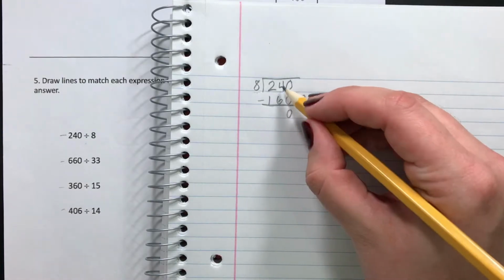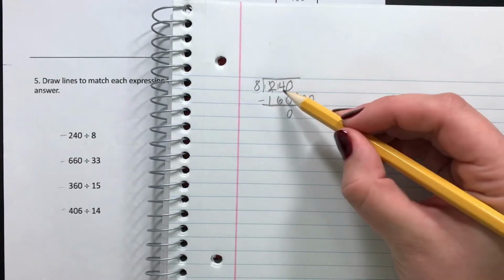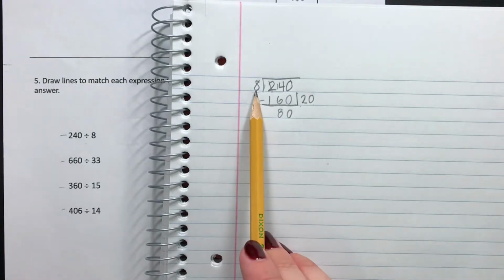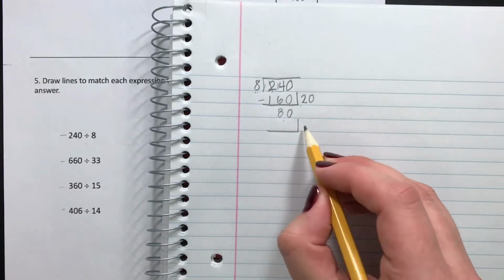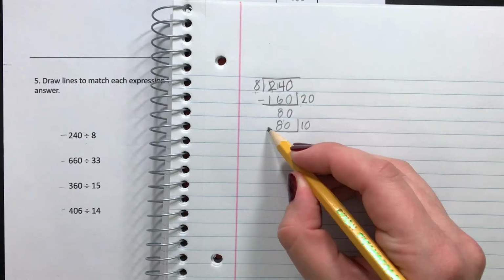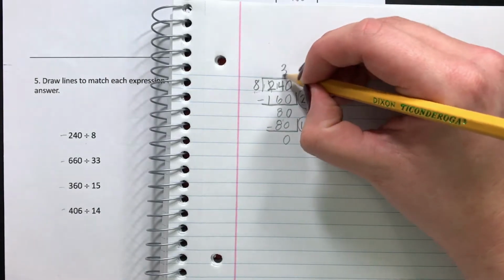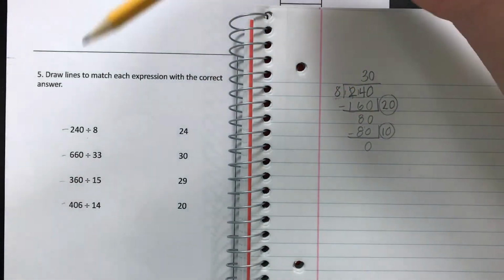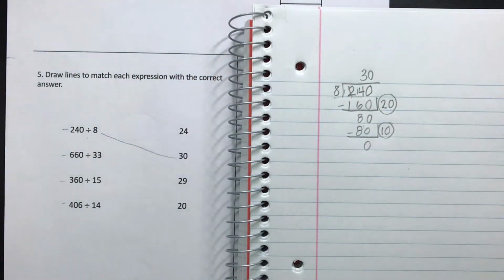So I subtract, I get 0. I can't subtract 6 from 4, so I'm going to borrow and get 14. 14 minus 6 is 8, and now I have 80 left. So can 8 fit into 80? Yes, it can, and I actually know that 8 can fit into 80 exactly 10 times, because 10 times 8 is 80. I'm going to subtract, and I get 0. So I circle my outside numbers, and I know that my answer is 30. So I'm going to look back at my problem, and I know that 240 divided by 8 is 30. So I'm going to draw a line between those two.